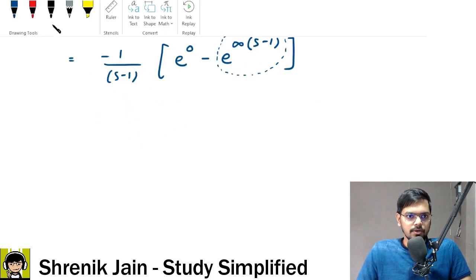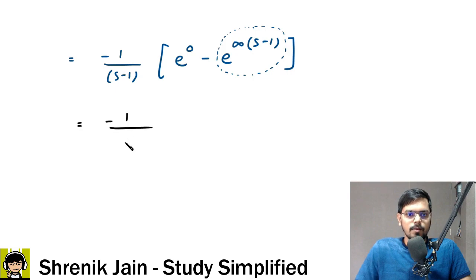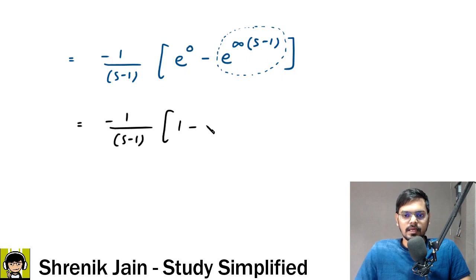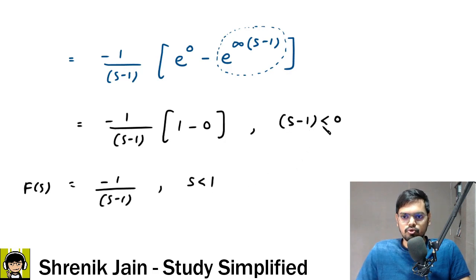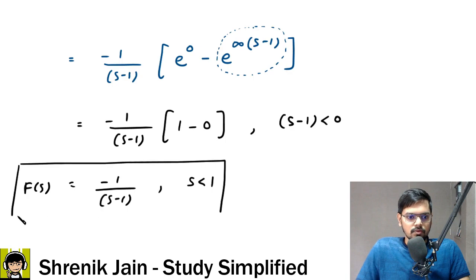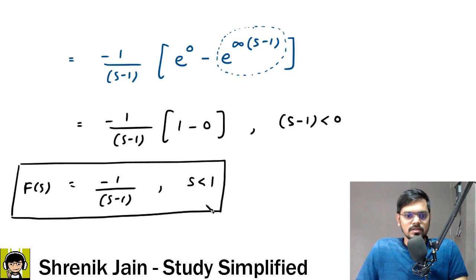What I just explained to you right now is minus 1 upon s minus 1, e to the power 0 is 1, minus this thing is 0, provided, when I told you, s minus 1 should be less than 0. Okay, so finally the Laplace version, capital F of s, what is the answer? Minus 1 upon s minus 1, and this condition is saying that s is less than 1, because just add 1 on both sides and you will get s is less than 1. So this is the answer. Our Laplace version is minus 1 upon s minus 1 when s is less than 1.